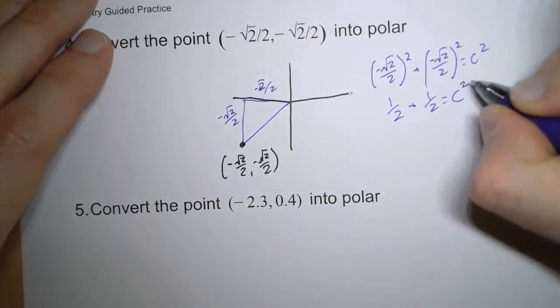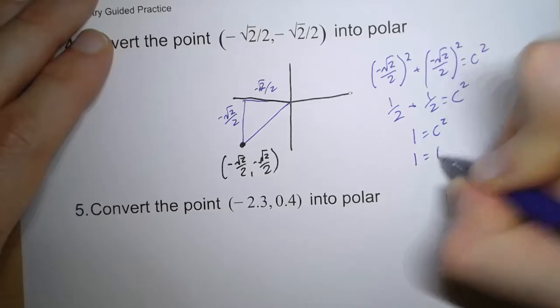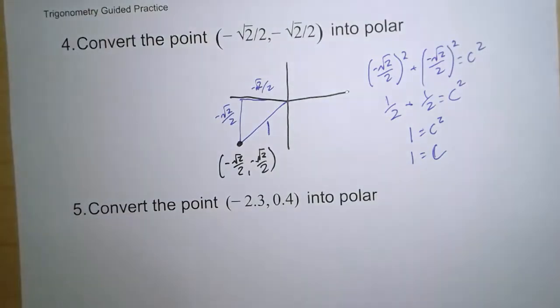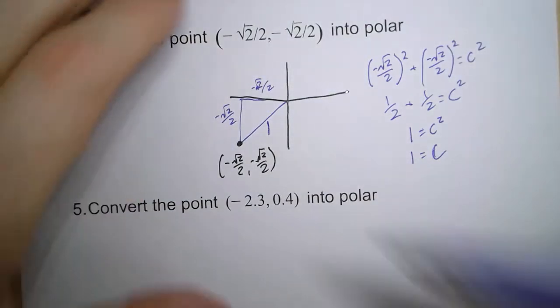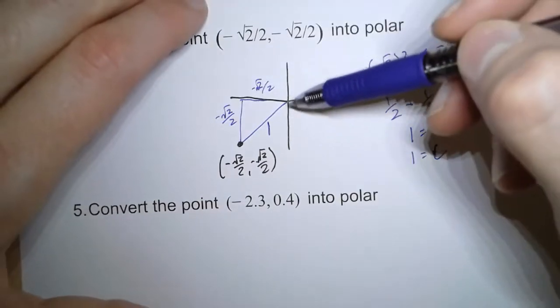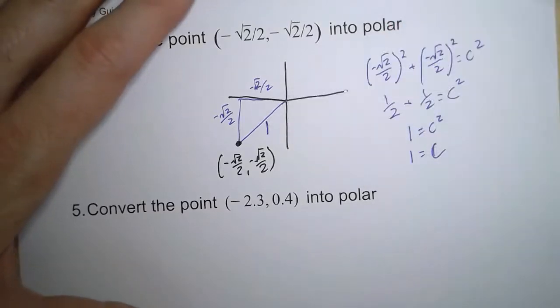So that means c squared is equal to 1. So that means c equals 1. And our c is always going to be positive. X and y can be plus or minus because it's either to the left or right or up or down from the origin. But the distance is never negative, at least not for what we're going to be working with.